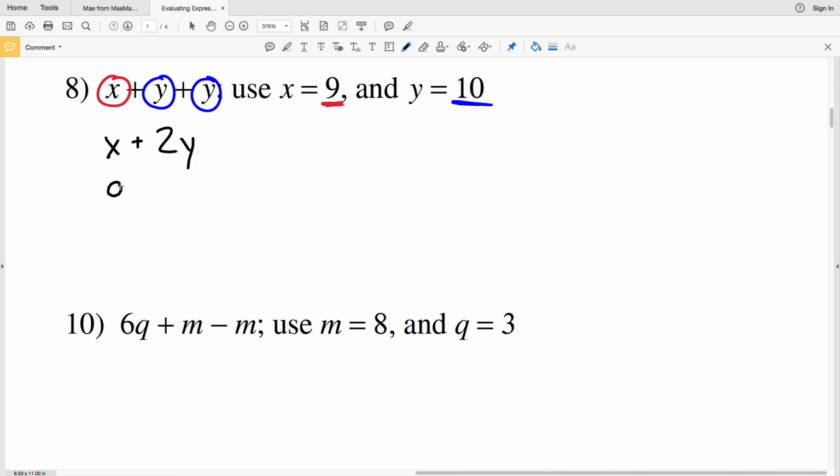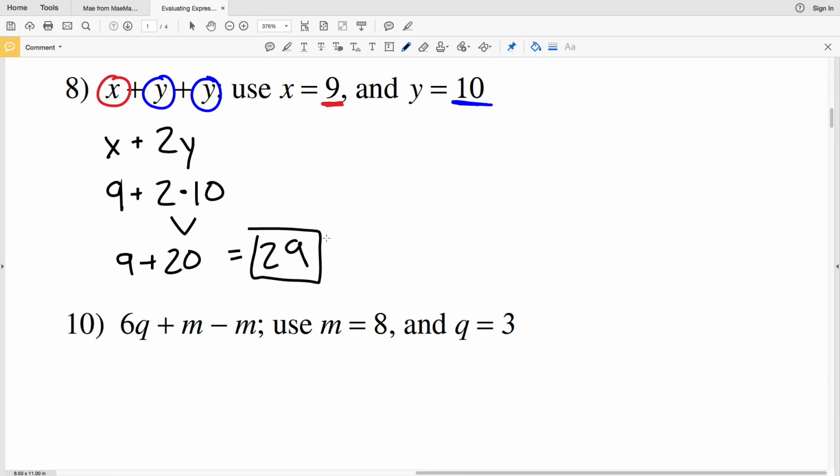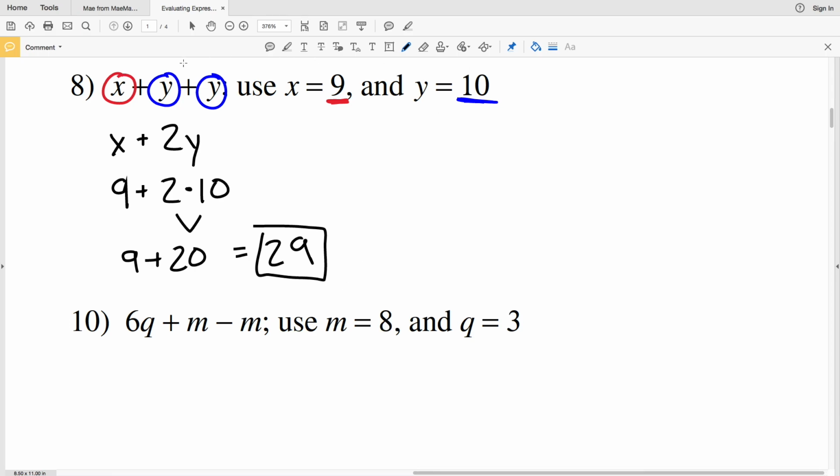So we're going to have 9 plus 2 times 10. Then we just do multiplication first and get 9 plus 20, which we know is 29. So you can either plug in y immediately or simplify and plug it in only once.